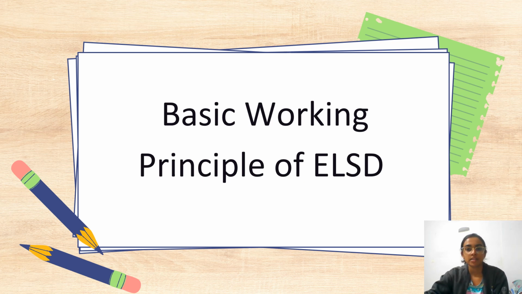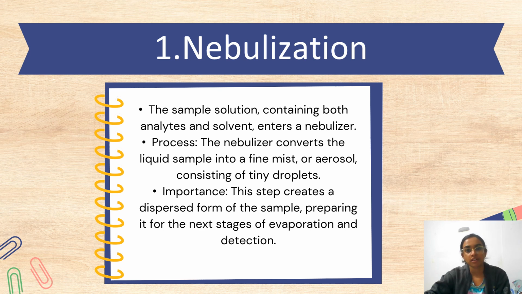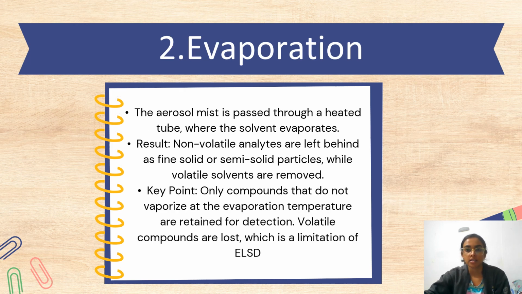Let's see the basic working principles of ELSD. Let's start with the first part, which is nebulization. The sample solution containing both analytes and solvents enters a nebulizer. The nebulizer converts the liquid sample into a fine mist or aerosol consisting of tiny droplets. It's important that this step creates a dispersed form of the sample, preparing it for the next stages of evaporation and detection.